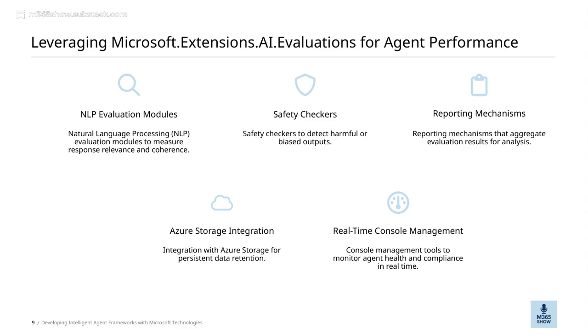Finally, we leverage natural language processing evaluation modules. These are essential for measuring response relevance and coherence, ensuring that the outputs are accurate, contextual, and engaging. Altogether, these components form a robust framework that not only monitors and evaluates agent performance, but also drives continuous improvement, keeping our AI systems aligned with our goals and values.